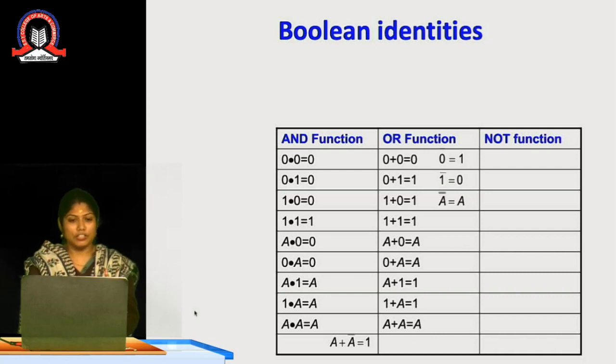These are some OR function rules. This is not required, but we should know this. 0 plus 0 is 0, 0 plus 1 is 1, 1 plus 0 is 1, 1 plus 1 is 1. A plus 0 is also A, 0 plus A is A. Since this is a digital system, we are not using arithmetic functions, we are using Boolean functions, so these rules we should understand. A plus 1 is 1, 1 plus A is 1, A plus A is again not 2A, it is A. Then the NOT function: NOT 0 is 1, NOT 1 is 0, and this is A double bar. Double bar is nothing but double inversion, so A double bar will always be A.